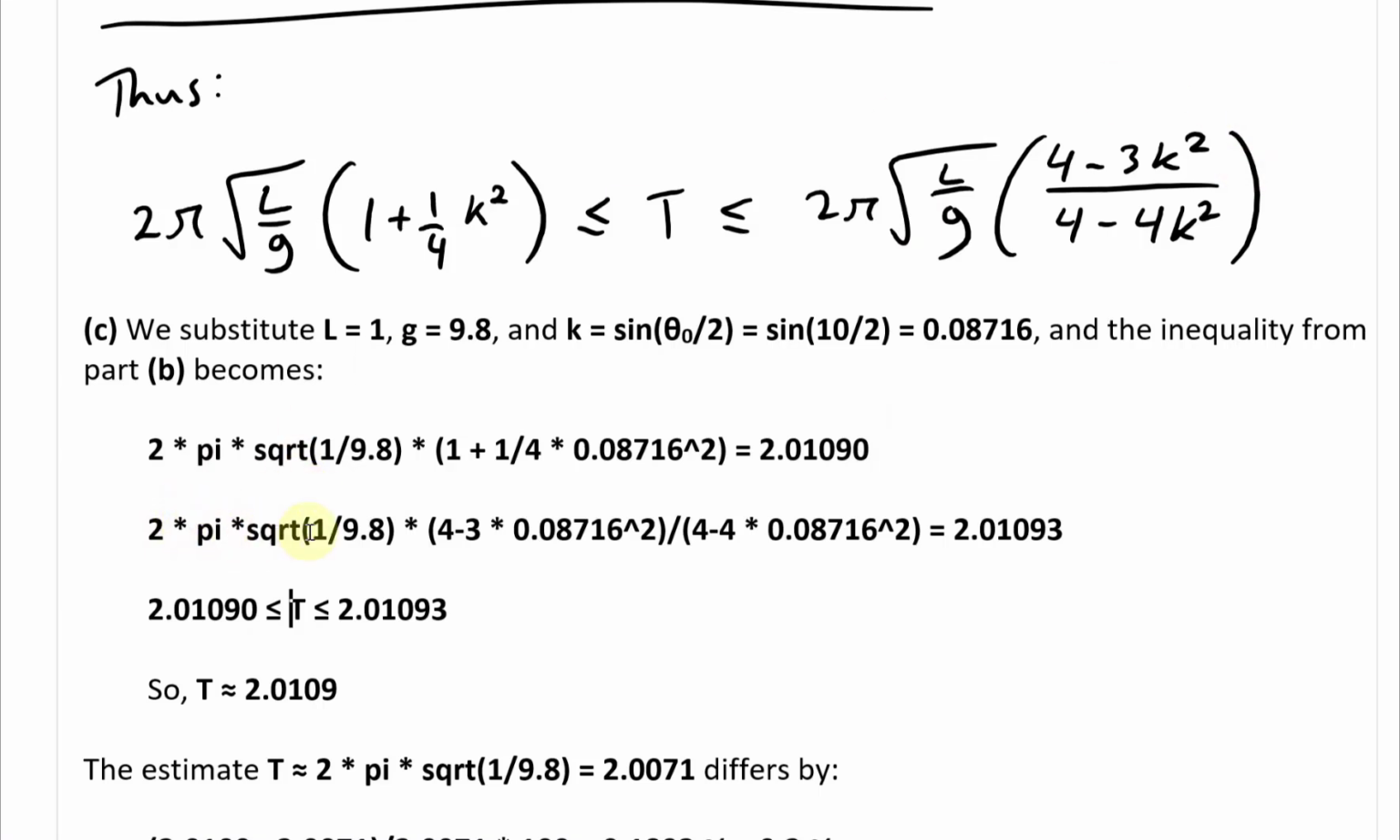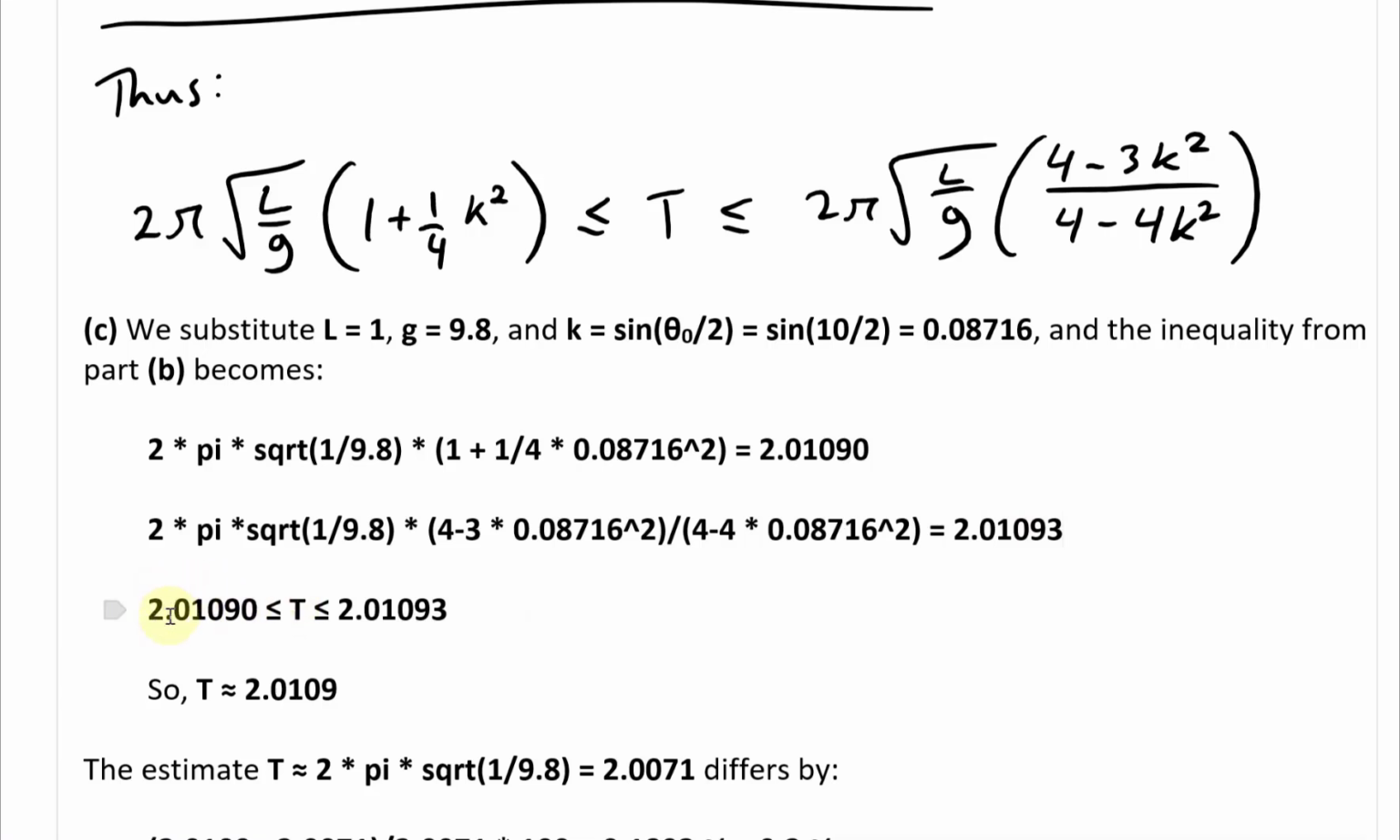It's going to be 2 pi times square root of 1 over 9.8, which is L over G, times 4, and then we're going to have 2 brackets here. So 4 minus 3 times k squared, 0.08716 squared, and then the bottom is 4 minus 4 times k squared. And then this equals 2. Put it in, and you see the calculator, space, equals that. And it's rounded all the way down to the 5 decimal places.